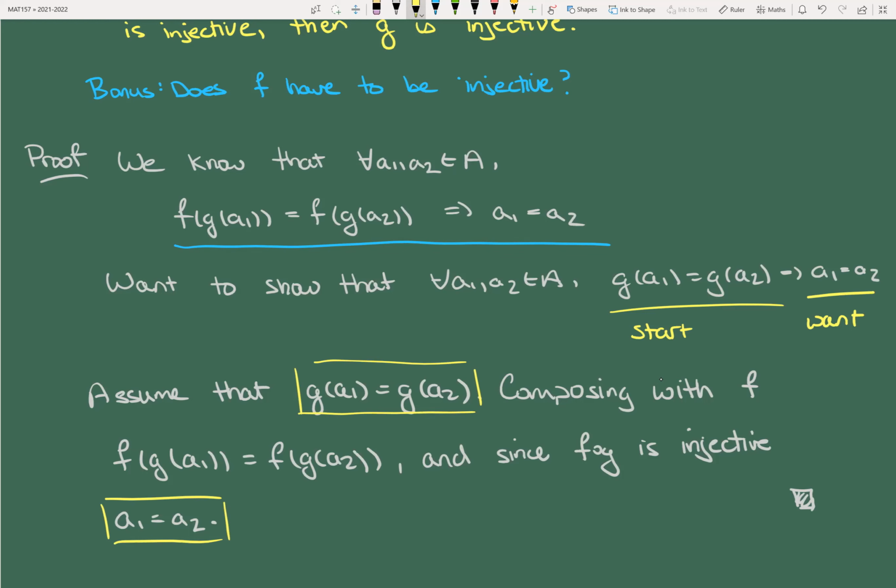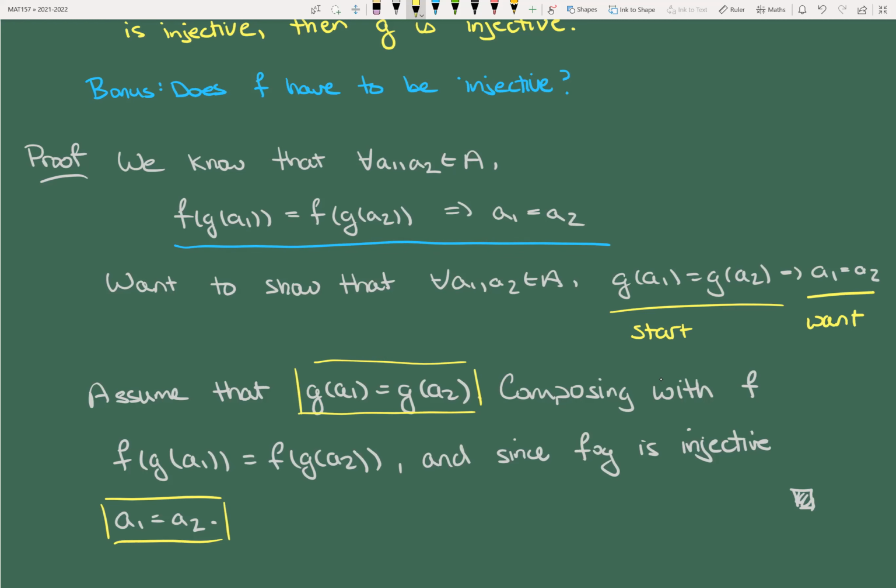Could we have also proved it by contrapositive? So you actually want to say that if a1 is not equal to a2, then g of a1 is not equal to g of a2? Let's see if that's going to work. Okay, so you might be able to go that way.